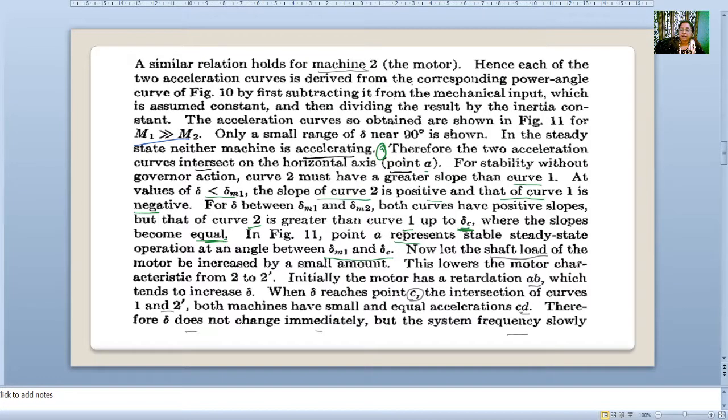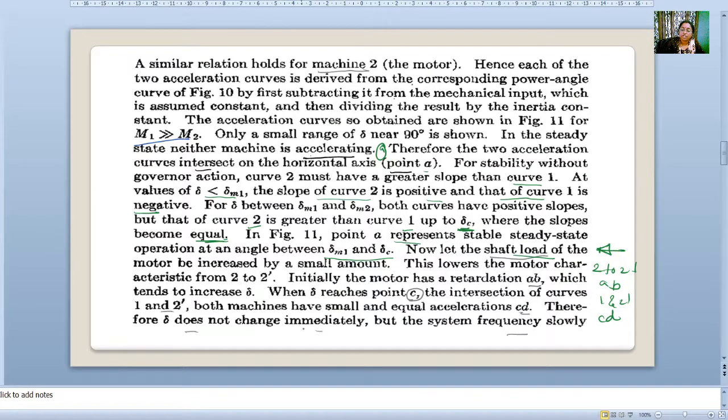Here is our step 1. Now let the shaft load on the motor increase by a small amount. This lowers the characteristic from 2 to 2 dash. Initially the motor has retardation AB, which tends to increase del. Del reaches point C, the intersection of 1 dash and 2 dash. Then both machines have small and equal acceleration CD.